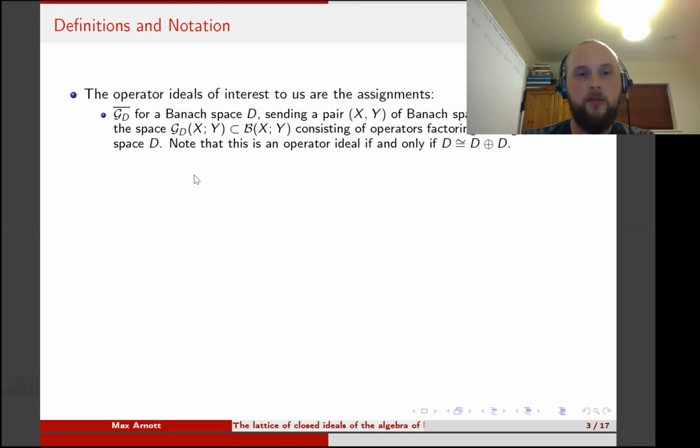So, examples of operator ideals which we are going to be using. G of D is going to be the operator ideal of operators factoring through D, and we're going to use the norm closure of that. All of the operator ideals that we're going to use today are closed operator ideals. It's actually an operator ideal if and only if D is isomorphic to its square, but everything we use today will be isomorphic to its square, so we don't need to concern ourselves with that.